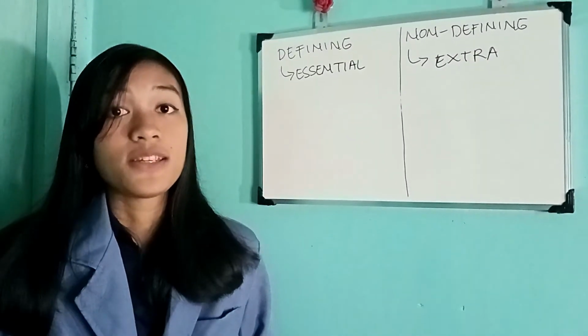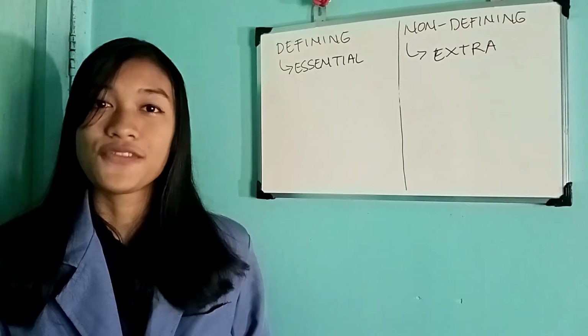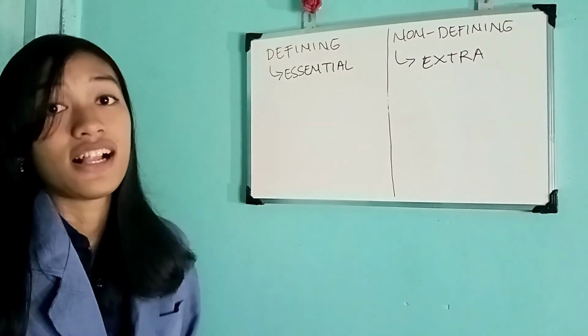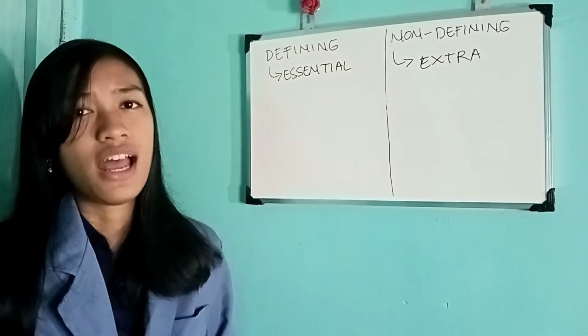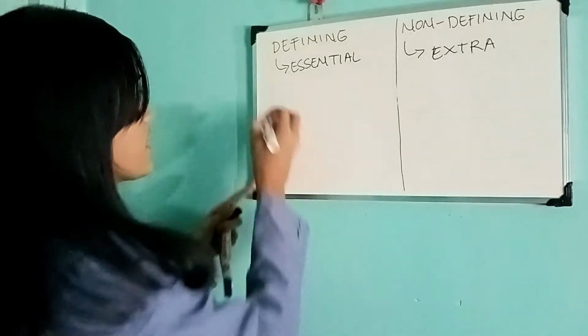You can see if a relative clause is defining or non-defining by removing it from the sentence. If you remove a defining relative clause, the sentence has a different meaning or isn't complete. So let's see the example.